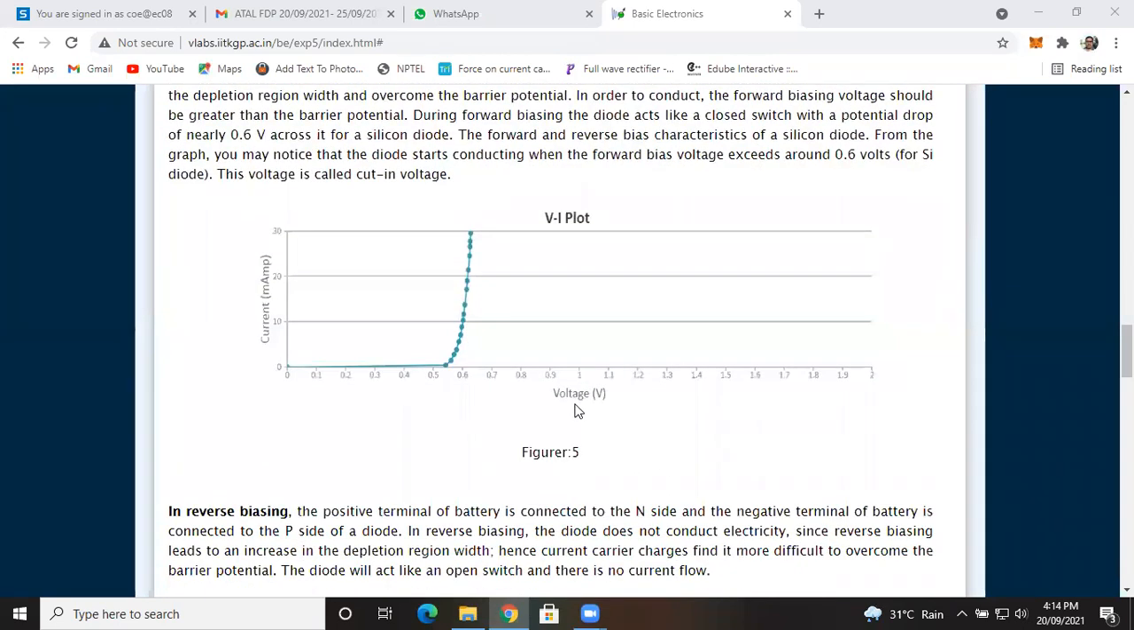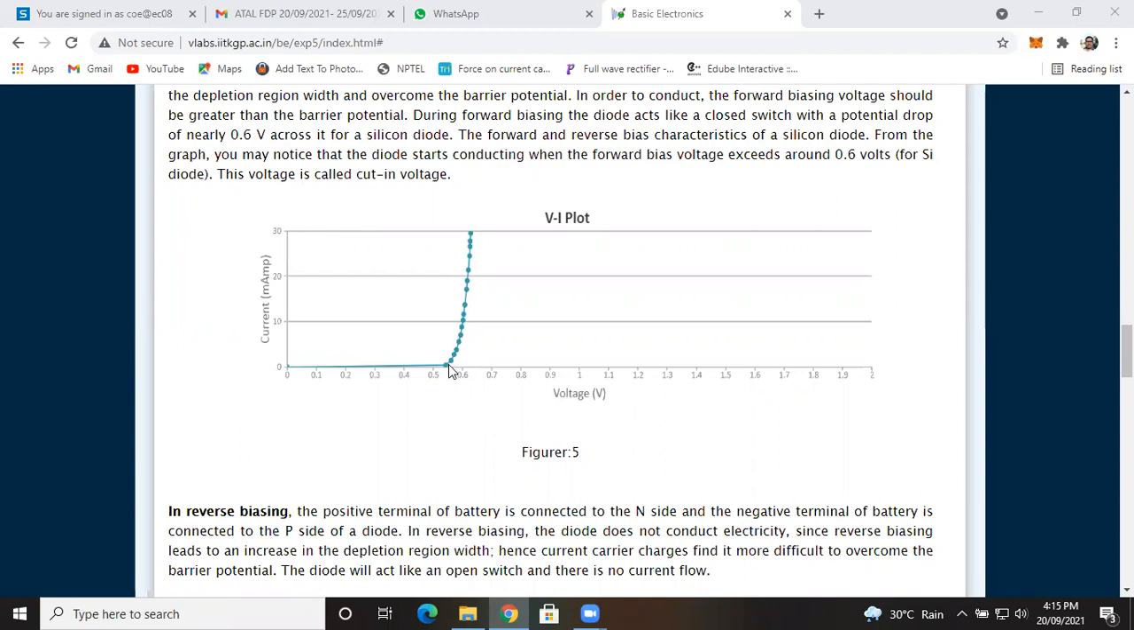Now if you see the graph, this is the graph for the forward bias PN junction diode. Along the x-axis we have considered the forward bias voltage across the diode, and along the y-axis the current flowing through the diode. From 0 to 0.5 and above, you will observe that no current is flowing. It means that up to the barrier potential of the PN junction diode, though you increase the forward bias voltage, no current will flow through the diode.